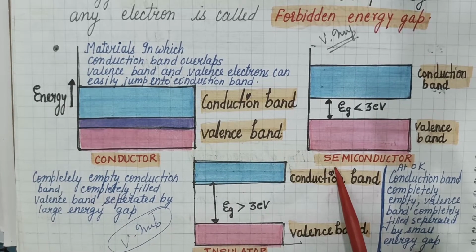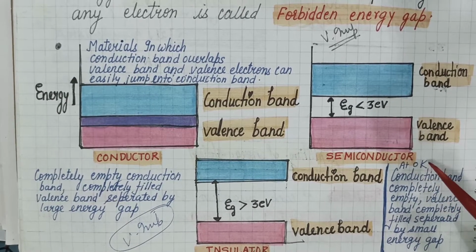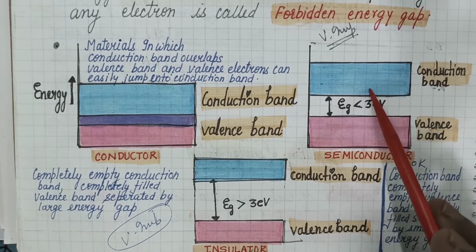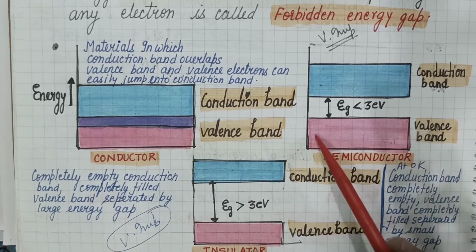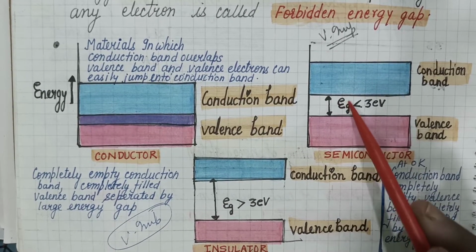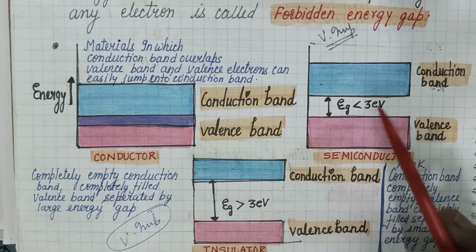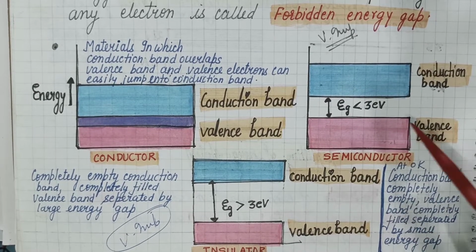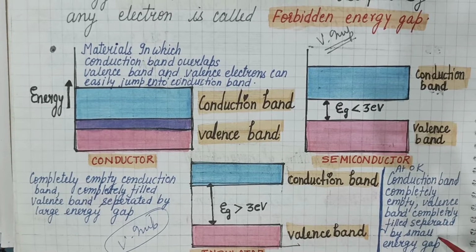Then semiconductor. At 0 Kelvin, conduction band is completely empty, valence band is completely filled, and it is separated by a small energy gap which is less than 3 electron volt. Such materials are called semiconductor. You can pause the video and check the definition and the diagram.